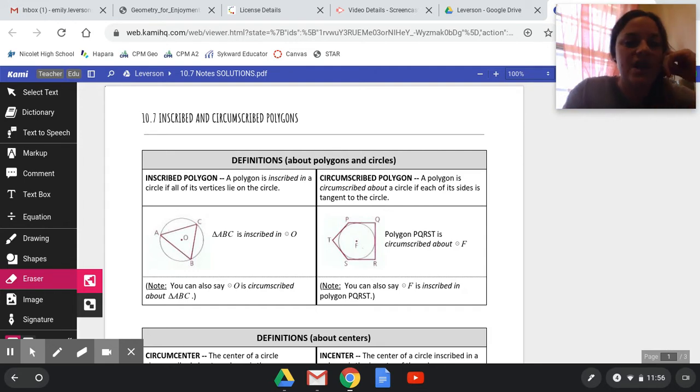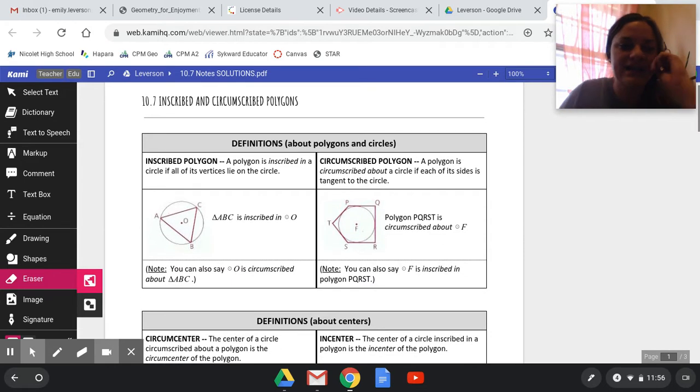If I look at the image that we have over here on the left-hand side, I could say that triangle ABC is inscribed in circle O because the polygon is inside of the circle. I could also say that circle O is circumscribed about triangle ABC because the circle is on the outside. So you have to be careful because you can either say circumscribed or inscribed based on which you're referencing, the circle or the polygon.